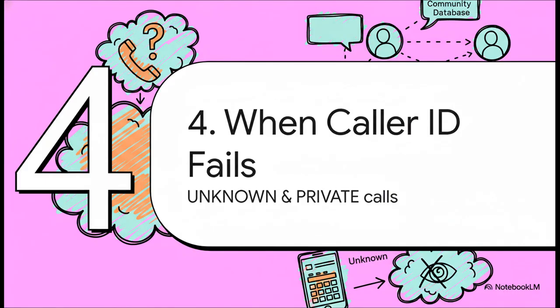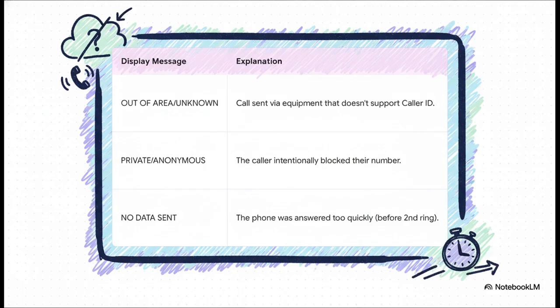But let's be real, caller ID is not perfect. We have all seen those super frustrating unknown or private messages pop up. So why does the system break down sometimes? Here's a quick guide to what those messages are actually telling you. Unknown usually means there's a technical problem. The call's coming from a network that just doesn't support caller ID. Private, on the other hand, is totally intentional. The person calling has actively chosen to hide their number. And my personal favorite, no data sent, often just means you answered the phone too fast, before the caller ID info even had a chance to arrive.